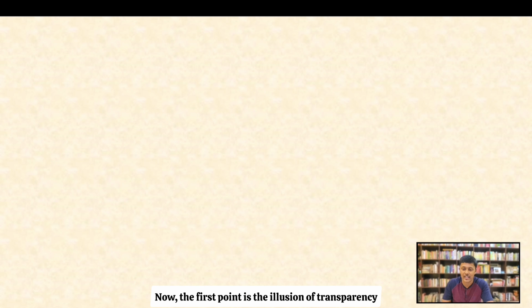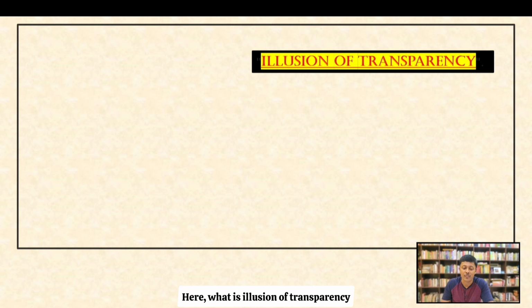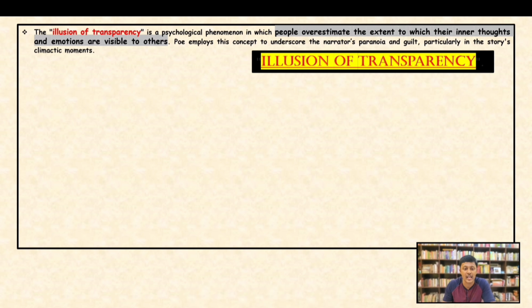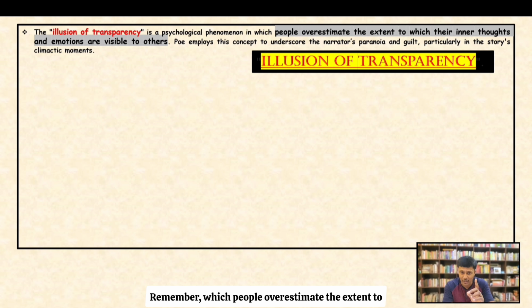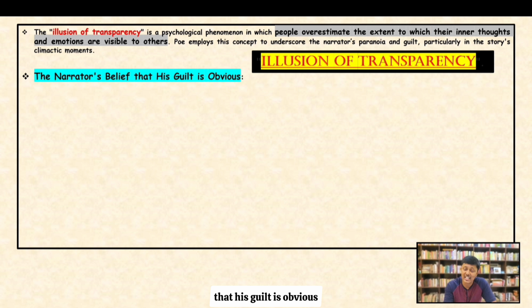Now, the first point is the illusion of transparency. What is the illusion of transparency? It is a psychological phenomenon in which people overestimate the extent to which their inner thoughts and emotions are visible to others. Poe employs the concept to underscore the narrator's paranoia and guilt, particularly in the story's climactic moments. You think that your emotions and inner thoughts are visible to the people in front of you, and you get the notion that they are reading you. The narrator believes that his guilt is obvious.